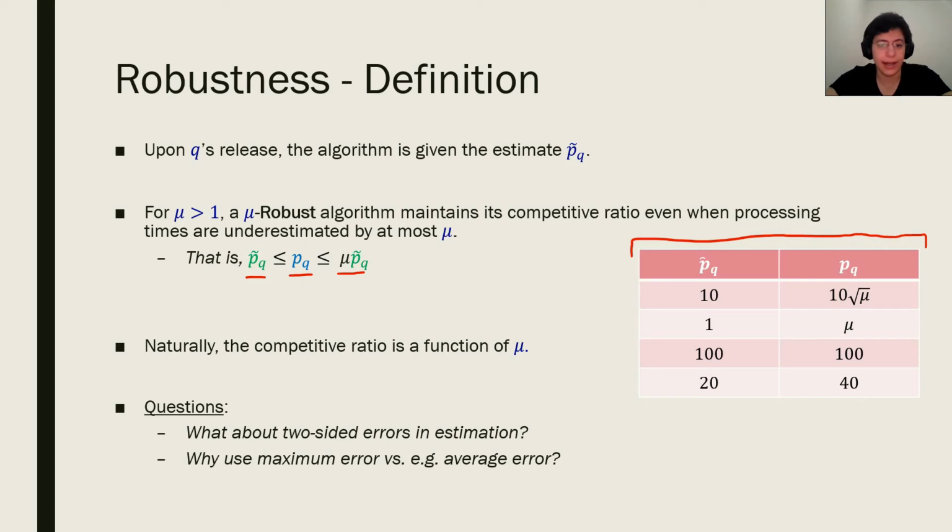Okay, and the other question is, why use maximum error versus, for example, average error? So this distortion of mu could happen in perhaps one or two jobs, but maybe the rest of the jobs are actually quite accurate and have very low error. So why do we want competitiveness as a function of mu and not, for example, as a function of the average error? The answer relates to the nature of flow time.